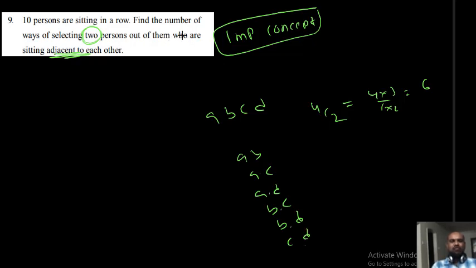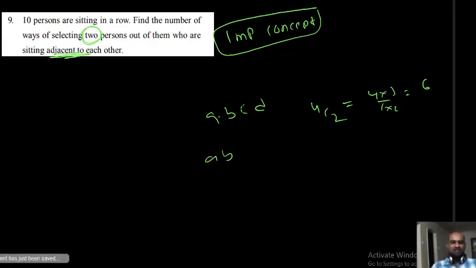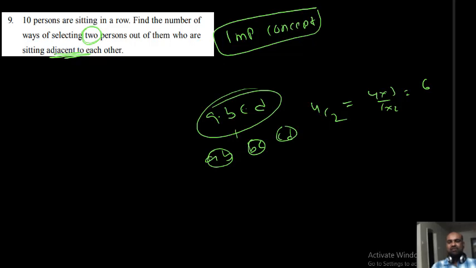But what you want is to find the number of selections so that they are adjacent to one another. AB adjacent, AC not adjacent, AD not adjacent, BC adjacent, BD not adjacent, CD adjacent. Only 3 selections. What is the meaning of that? Listen, all of you. AB is 1 selection, BC is 1 selection, CD is 1 selection. Only 3. 4 persons are there, we want to select 2, 4C2 ways, 6 ways you can select.